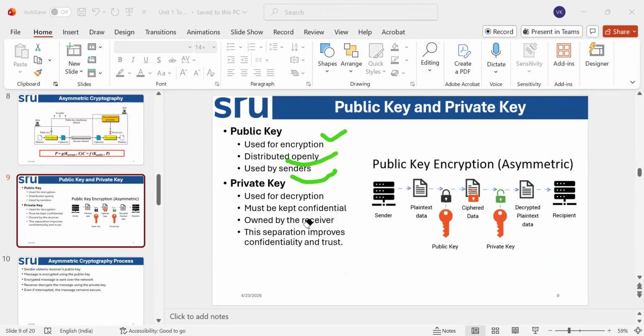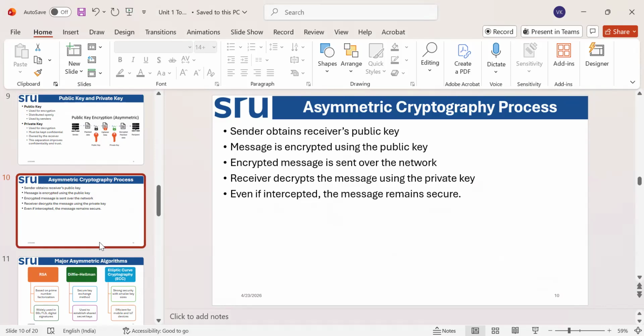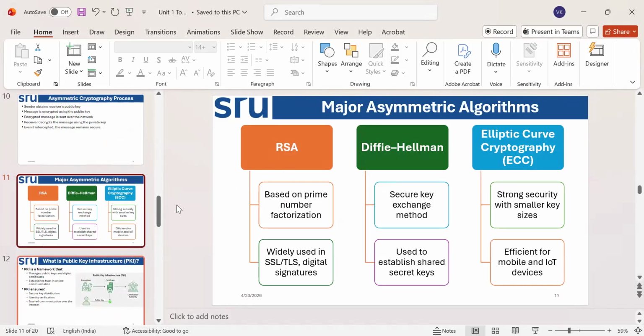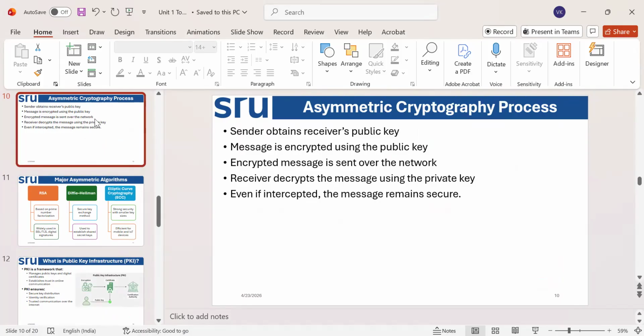Let's erase that and come to the next point. Asymmetric cryptographic process. How does it work? The asymmetric cryptographic process in a simple manner.